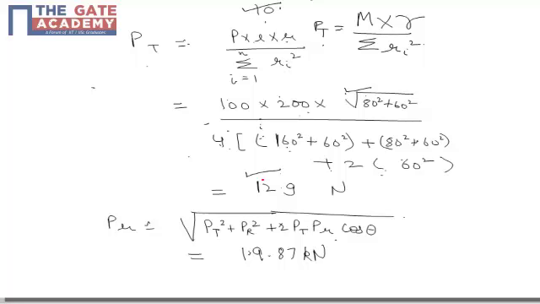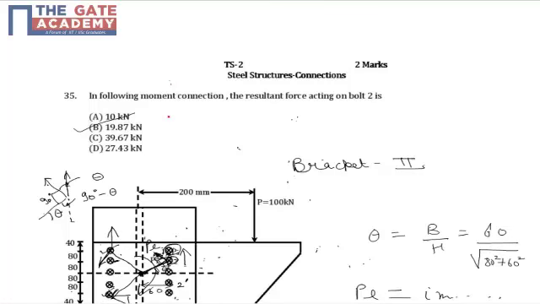So P resultant comes out as 19.87 kilonewton, making B the closest choice.